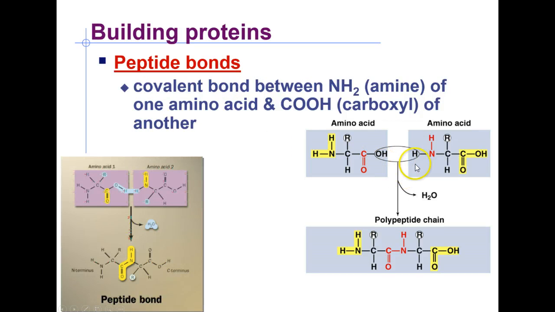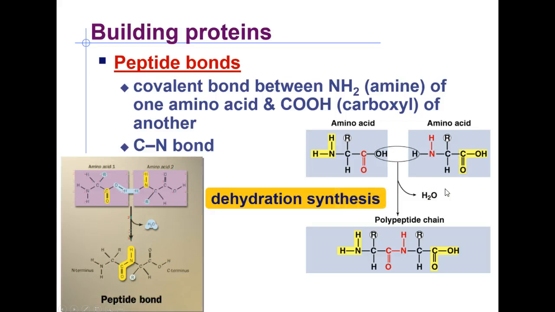The actual bond is called a peptide bond that forms them. Remember, in carbohydrates it was called a glycosidic linkage. In fats it was called ester linkage, and here it's called a peptide bond. But they have in common, we still have to do that dehydration synthesis. Make a molecule of water.